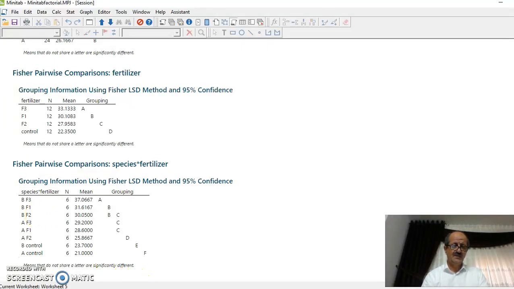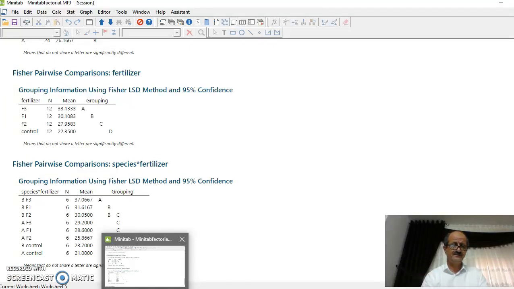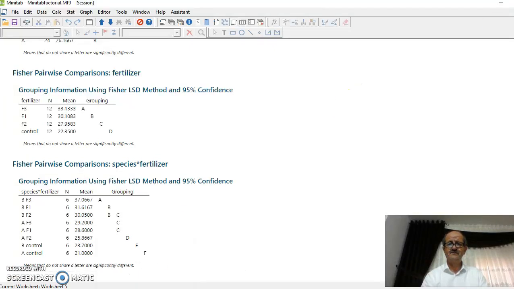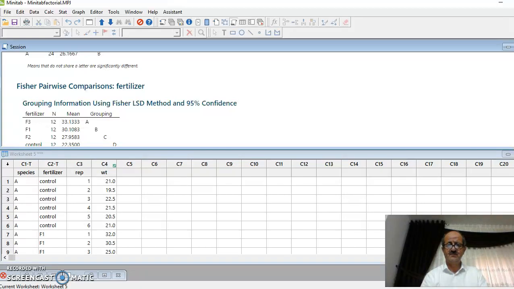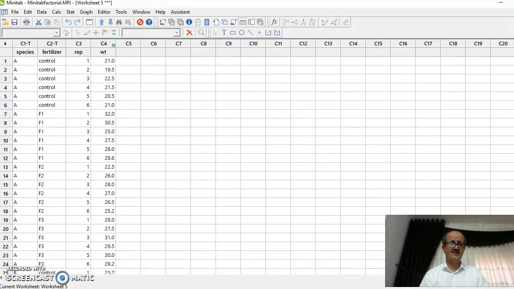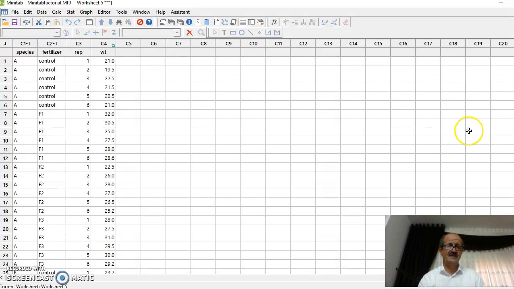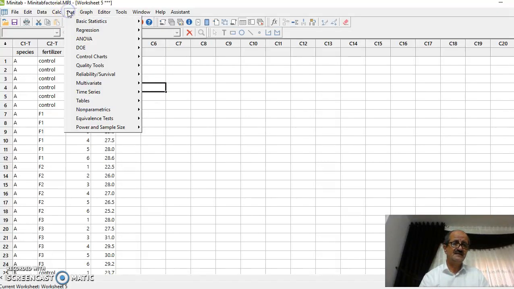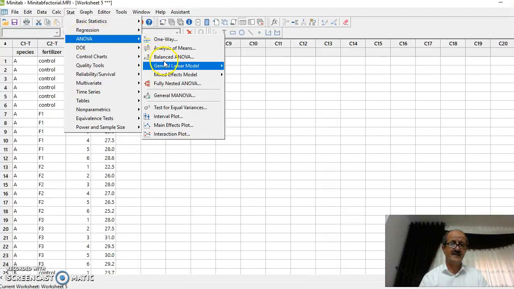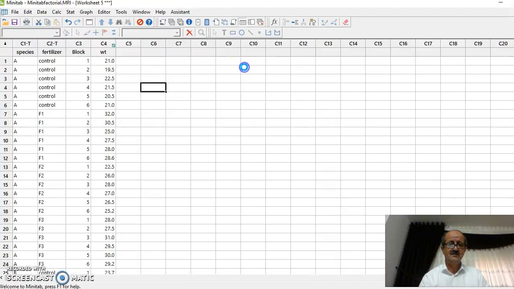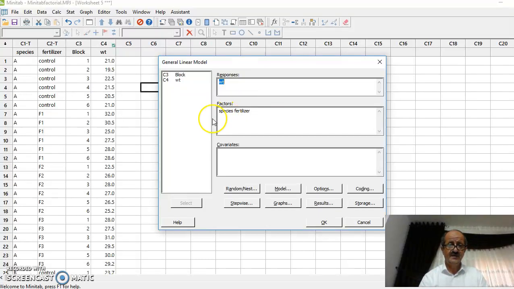Now we'll go back to our data. Suppose that our experiment was arranged, our factorial treatment design was arranged in a randomized block design. So instead of the replicate, for instance, we will have the block as a factor. So the analysis will not differ. Go for the ANOVA, General Linear Model. So we will enter the block as a factor.